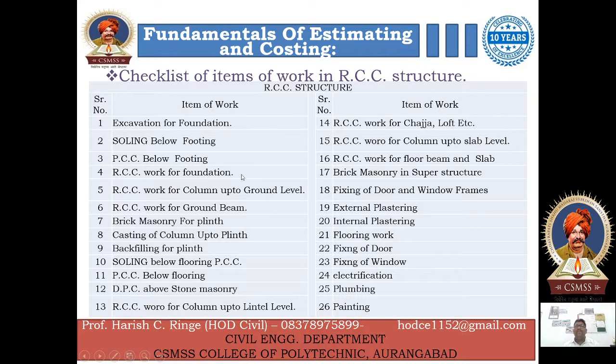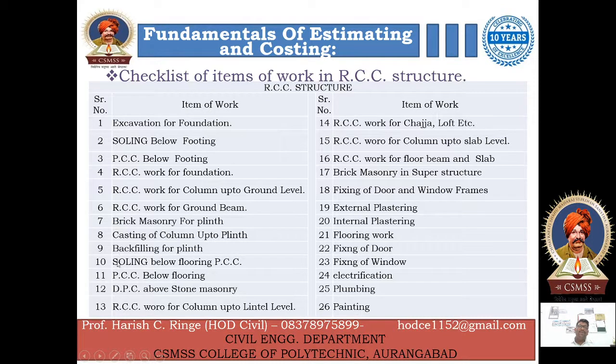So R.C.C. work for foundation you are going to provide. Then R.C.C. work for column up to the ground level, means you will cast first of all the foundation, then you will cast the columns up to the ground level. Then you are going to cast the ground beams. Then after casting of the ground beam, you are going to construct brick masonry for plinth. After constructing the brick masonry, you are going to cast the columns up to the plinth. After that, you are going to backfill for the plinth.